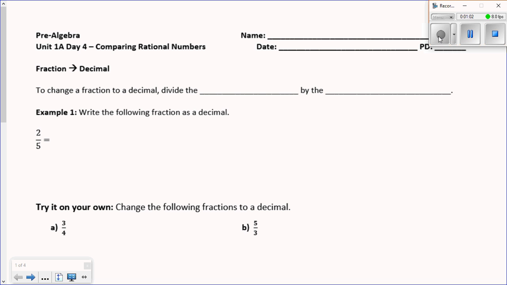So first we're going to go ahead and start with fractions to decimals. In order to change a fraction to a decimal, you just divide the numerator by the denominator. So the top divided by the bottom. So write the following fraction as a decimal. This is our first example.